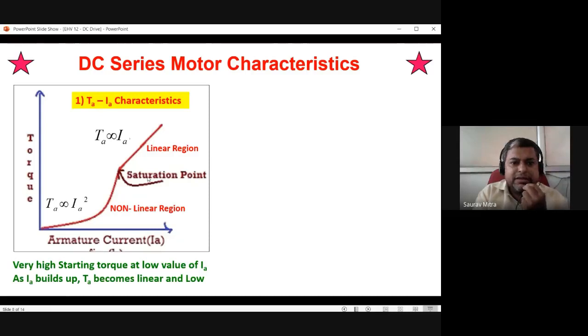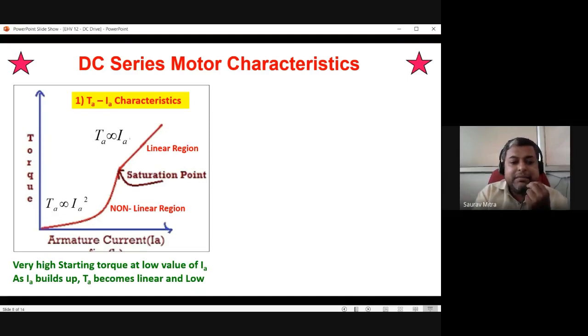Okay, so after the saturation point, even if you are increasing the Ia, phi is not going to increase. So this is the linear region, and initially this is the nonlinear region. And this nonlinear region is actually responsible for the very high starting torque of the DC series motor, which is the main feature of the DC series motor. So it says very high starting torque at low value of Ia. Here the Ia value is less, but starting torque is very high because torque is proportional to Ia square.